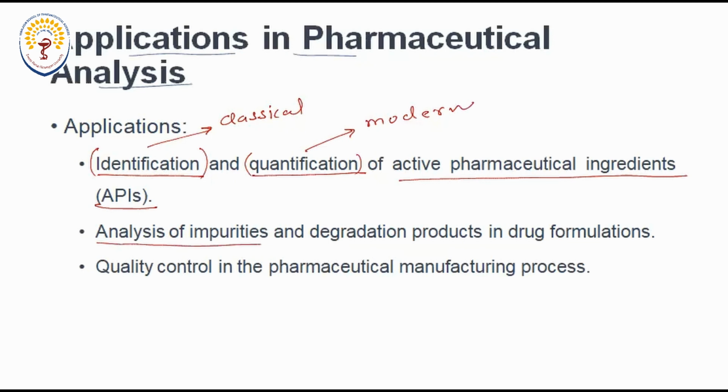Now we also perform the analysis of the impurities and the degradation products in drug formulation. Say if there are degradation products or impurities, they can also be identified with the help of chromatography. And this method is very important in quality control in the pharmaceutical manufacturing process.